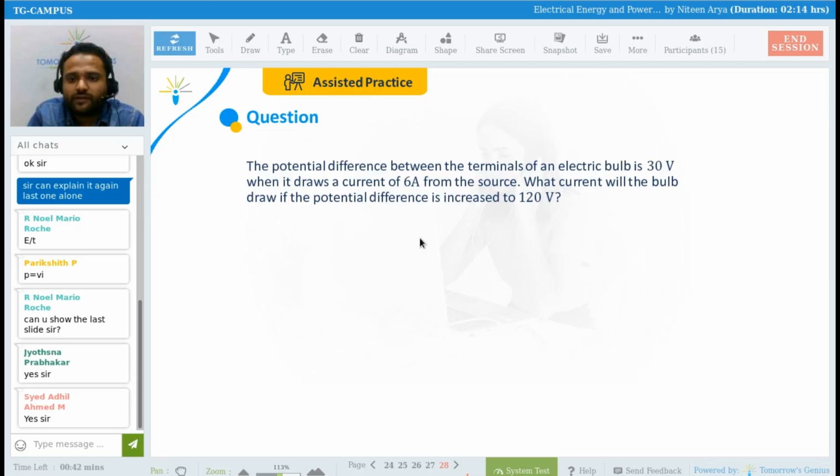Moving ahead, the potential difference between the terminals of an electric bulb is 30 volt when it draws a current of 6 ampere from the source. What current will the bulb draw if the potential difference is increased to 120? That is the easiest question you can solve. I don't believe you need options in this, and that is why I don't give you. Using this simple thing, which is Ohm's law, you can find it. One hint I can provide you: resistance remains the same.